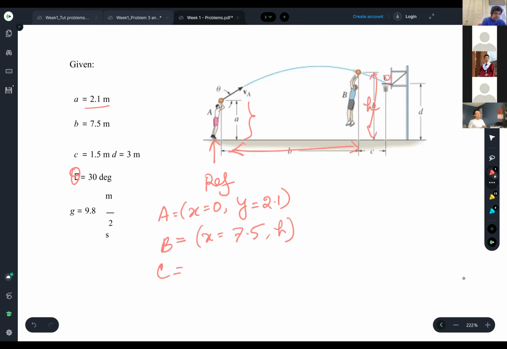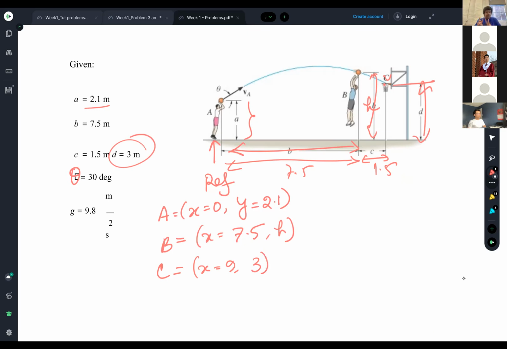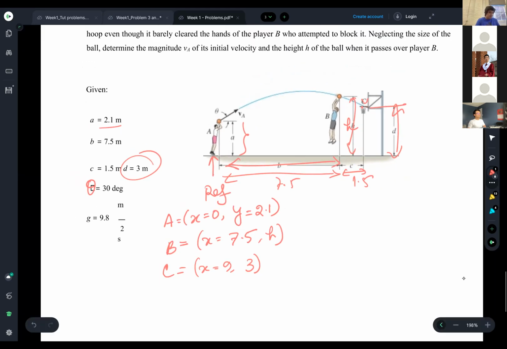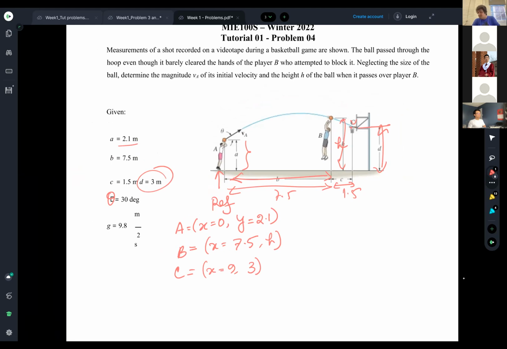For point C, we know that the basketball is going through this hoop, right? So our X is this plus this. That's 7.5 plus 1.5. That is X equal to 9. And Y is equal to this, D. D is 3 meters. So you have 3 different setup points where you can use the projectile motion equations both in X and Y direction, right? Using these 3 points, you should be able to solve this problem. I'll give you guys 10 minutes to do that. It's 1:12, so I'll come back at 1:22.